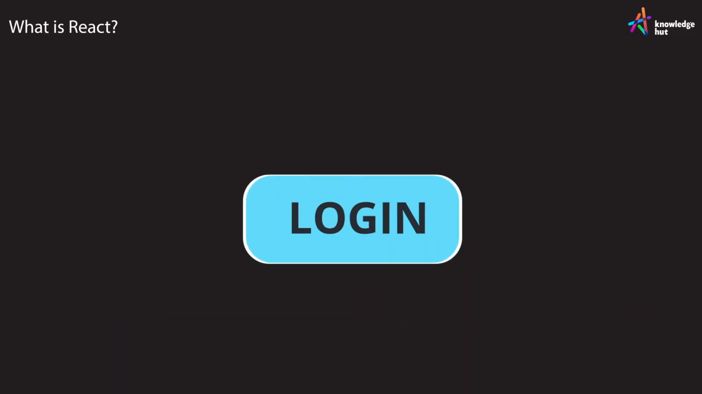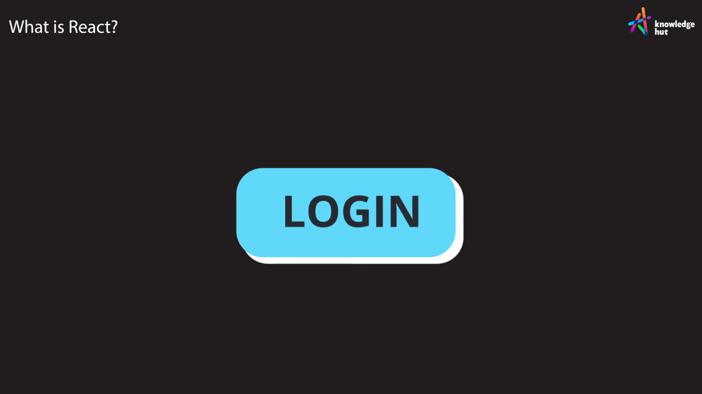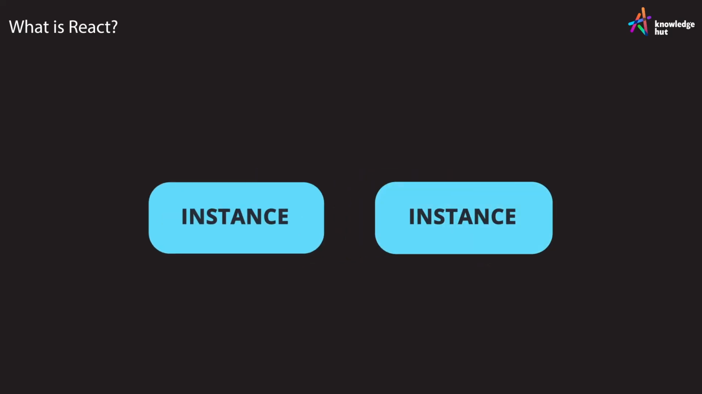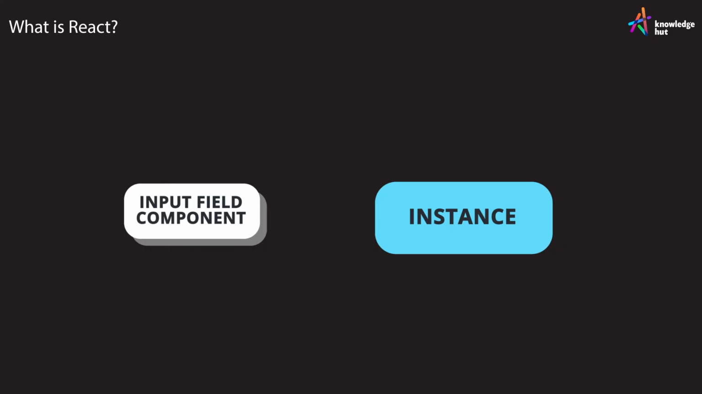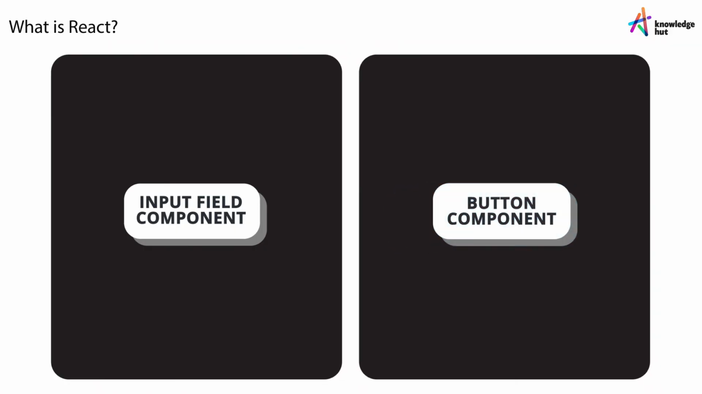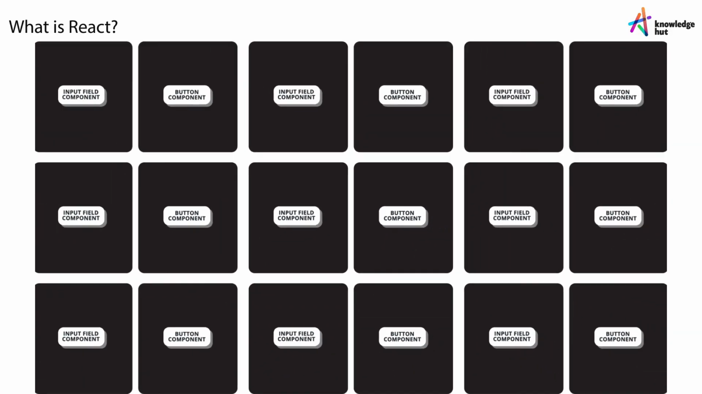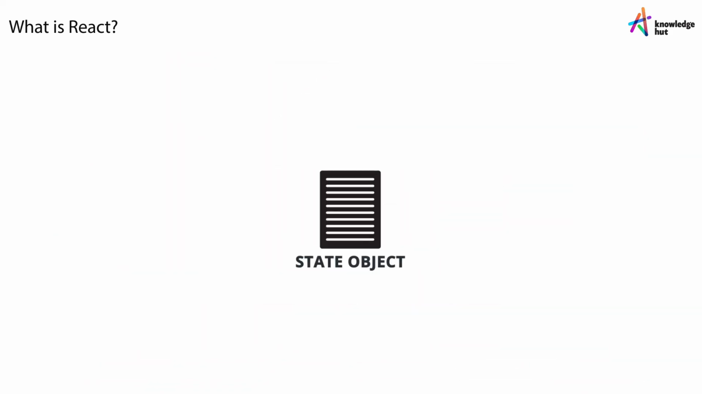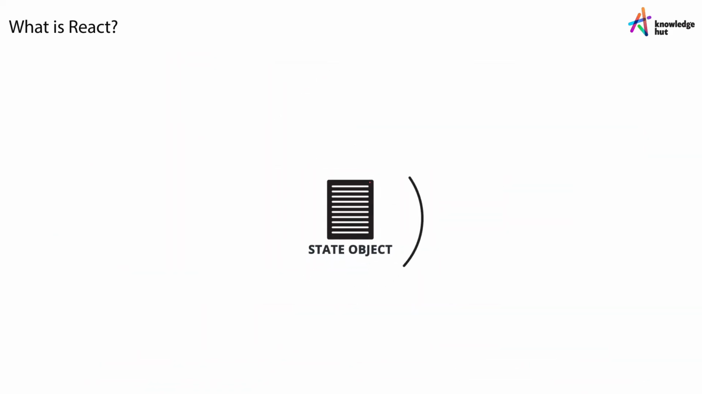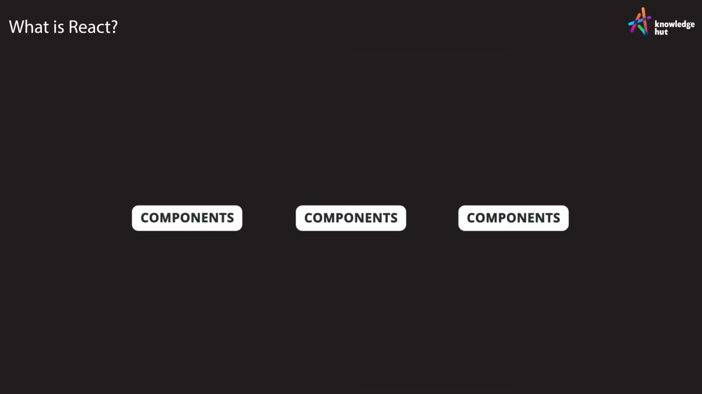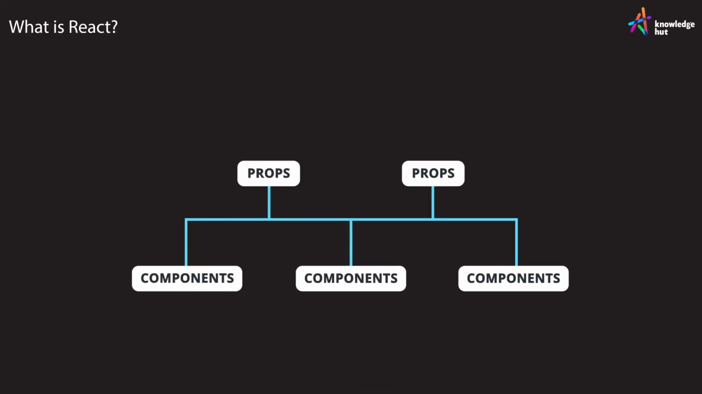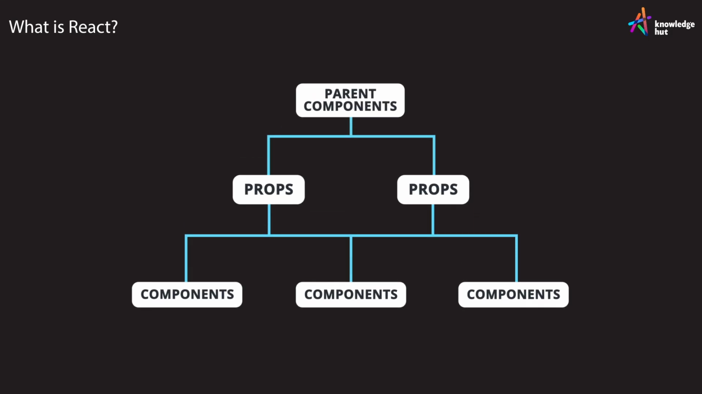For instance, a login component would typically be made up of two instances of an input field component and a button component. Components can also store local data in a state object, which then drives the rendering and consequent updates of the component. Additionally, components can receive data using props, a kind of inlet that lets parent components pass down data in a top-to-down data flow, which is fundamental to the library.